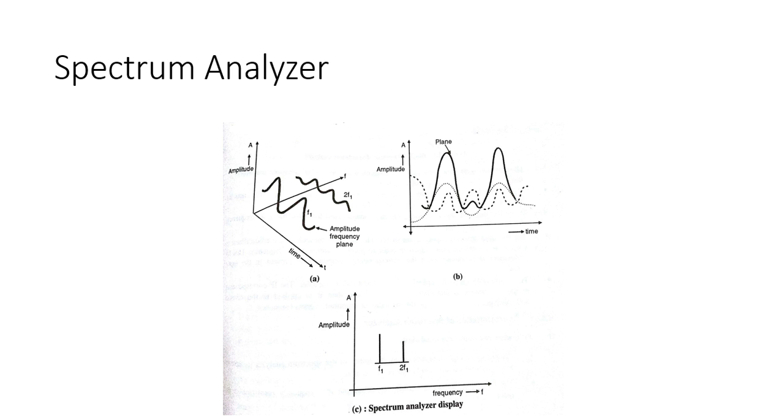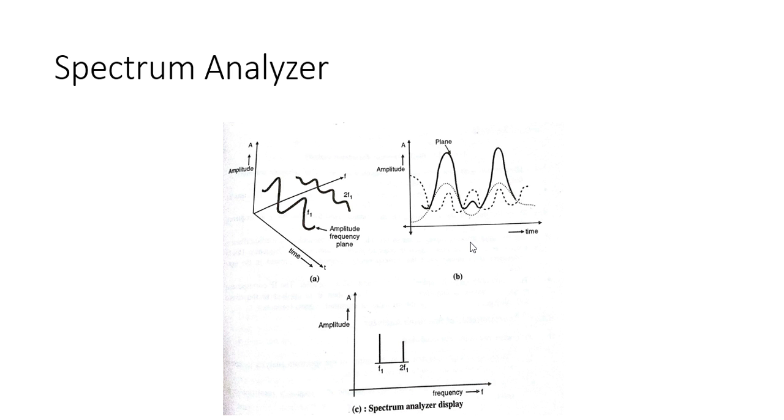The spectrum analysis can be done in two ranges of frequency. One is called the AF range, which is the audio frequency range, and another is the radio frequency range. Now the diagrams here show much information about spectrum analyzers. If you see this third diagram, that is very important. Here two frequencies are given, F1 and 2F1. The amplitude of the F1 frequency is higher and the amplitude of the 2F1 frequency is smaller than this one. So this is amplitude versus frequency.